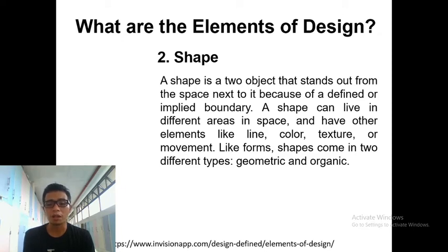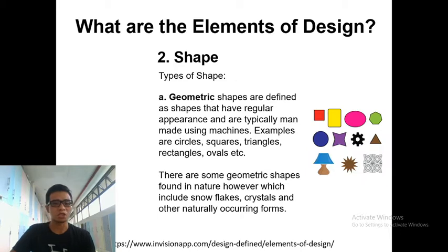Like forms, shapes come in different types: geometric and organic. Geometric ones are square, triangle, hexagon, pentagon, etc. But there are still organic shapes, like the shape of a flower, the petals of a flower. What shape is that? That's organic. What about the shape of snowflakes? Maybe that can be considered an organic shape. So that is a shape.